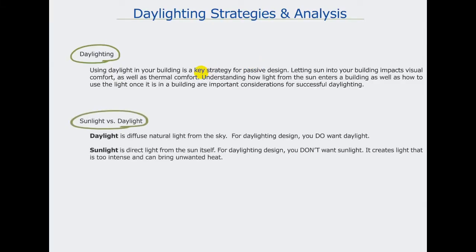Difference between sunlight and daylight. Daylight is diffused natural light from the sky. For daylighting design, you do want daylight, but sunlight is direct light from the sun. For daylighting design, you don't want sunlight because it creates unwanted heat and solar gain.